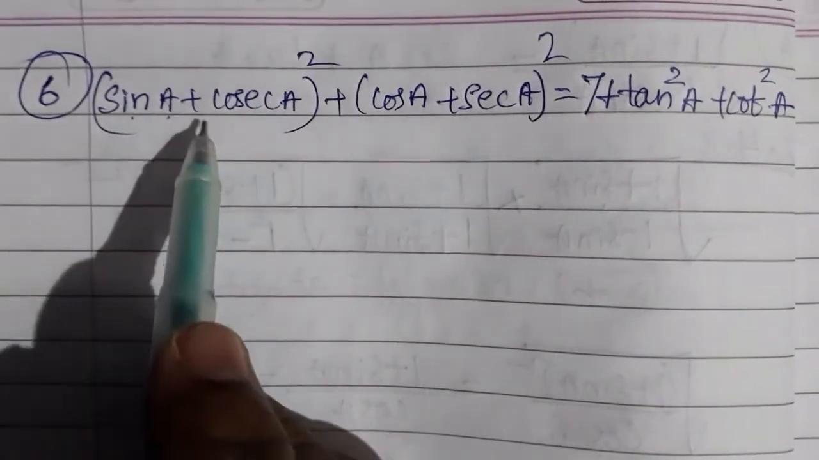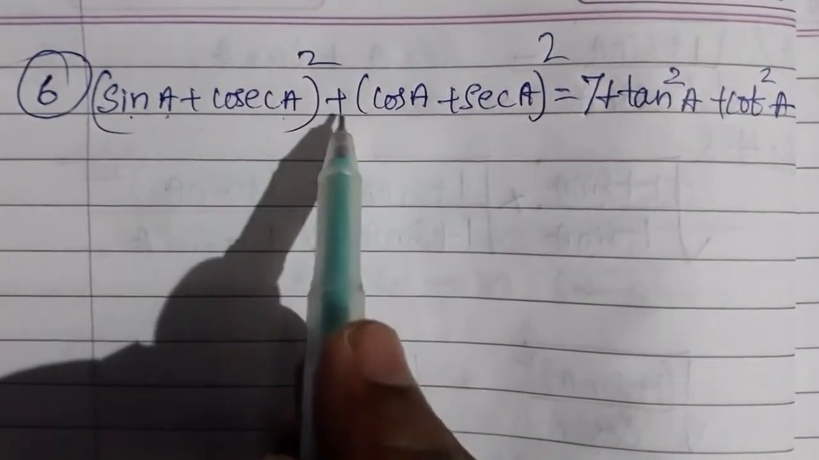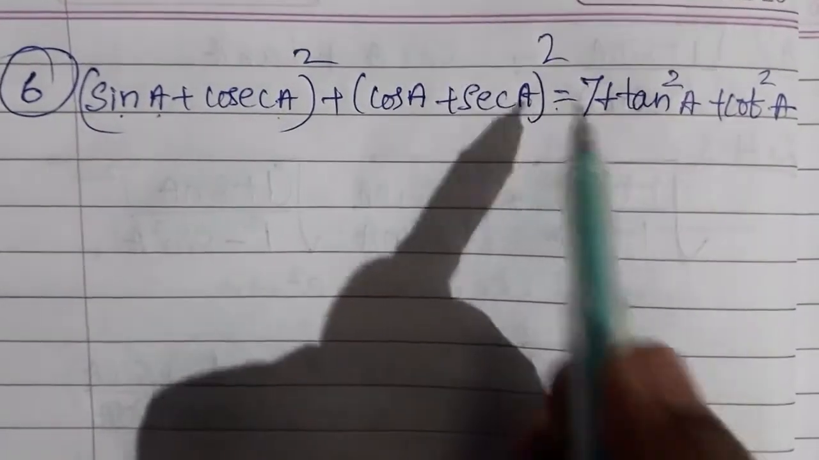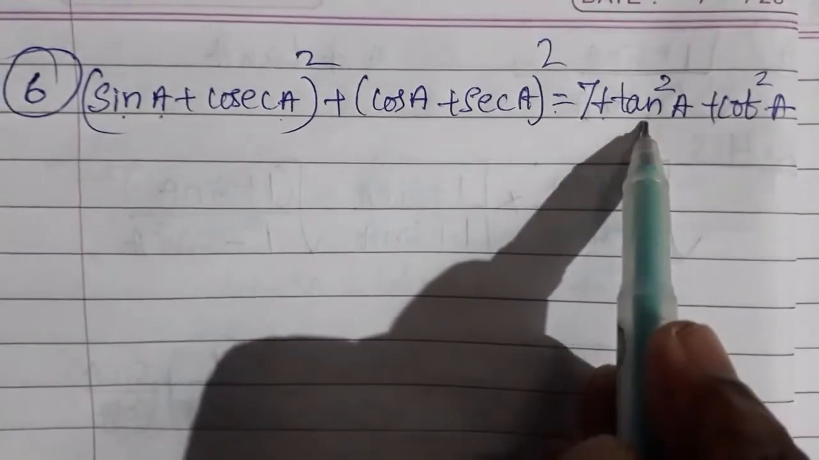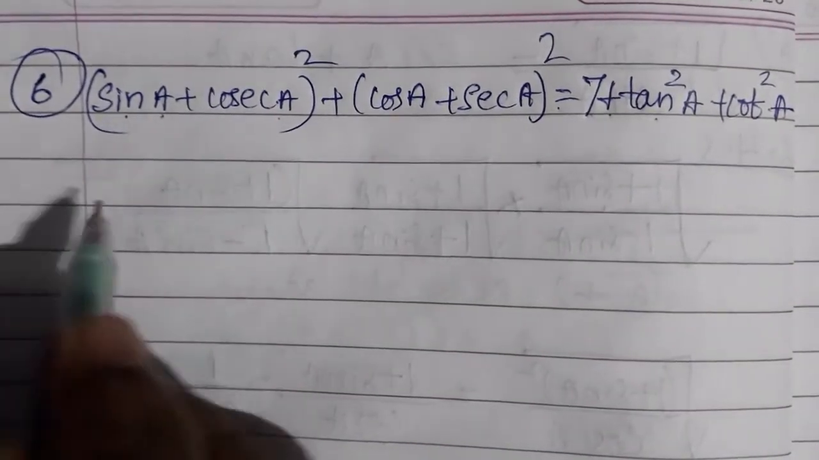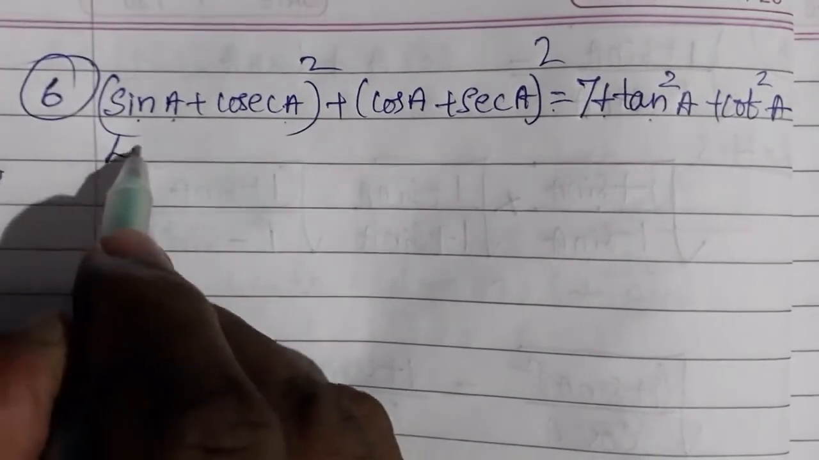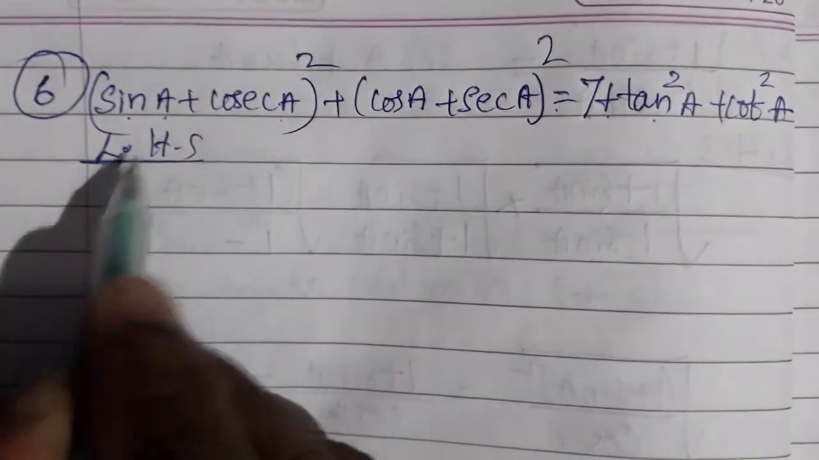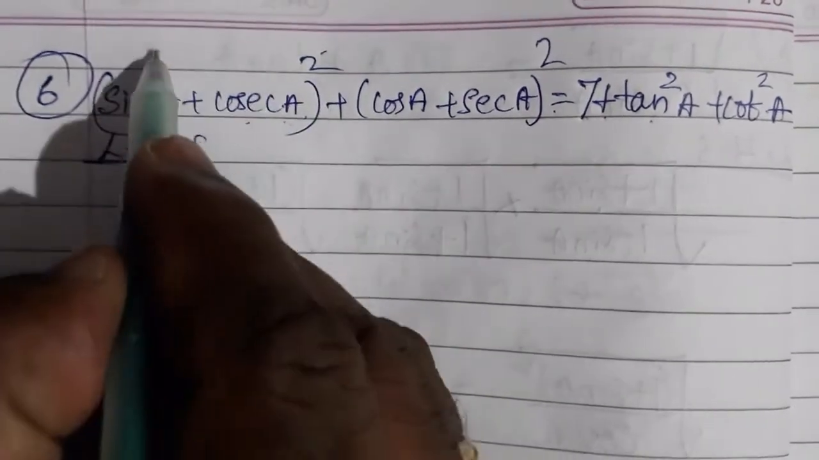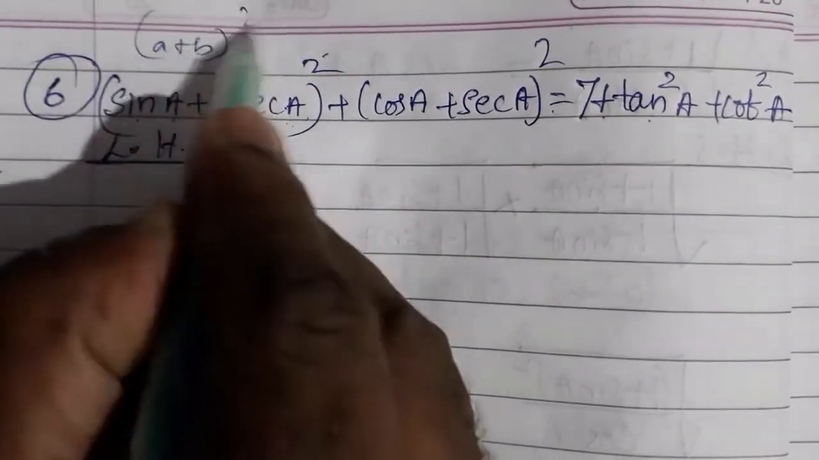(sin A + cosec A)² + (cos A + sec A)² = 7 + tan² A + cot² A. So now we will check the left hand side. What is this? (sin A + cosec A) the whole square. It is in the form of (A + B) the whole square.